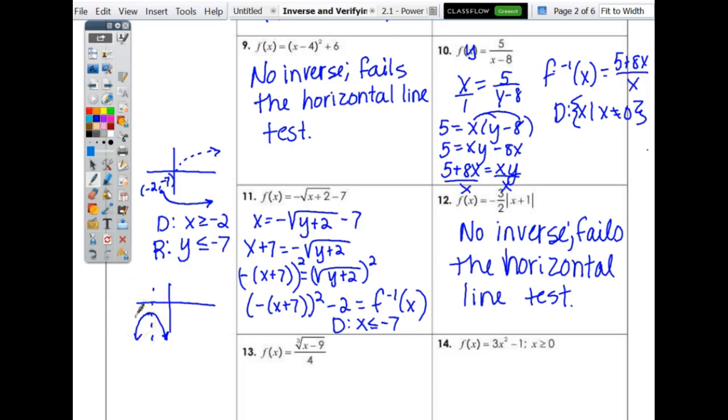We only had part of the square root, right? So this is the part we're going to use. Does that make sense? We only had part of it to start.